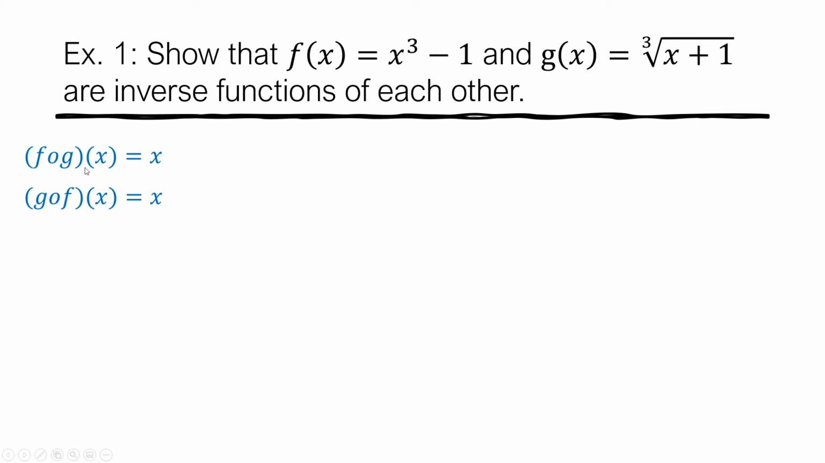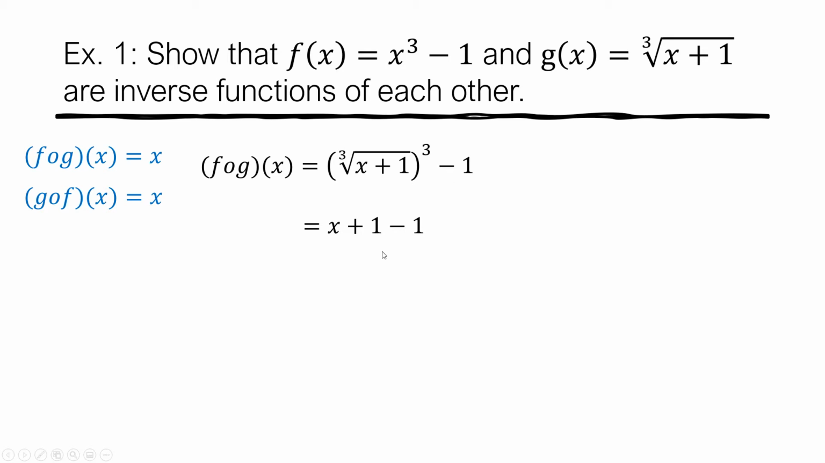In other words, we are going to replace the x in our f of x by the g of x. So we have f of g of x is equal to the cube quantity of the cube root of x plus 1, minus 1. Now, since the whole cube root is being raised to 3, we could have the exponent of 1. So we have x plus 1 minus 1.